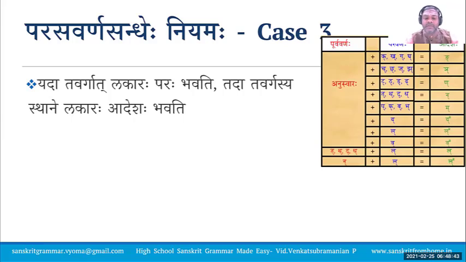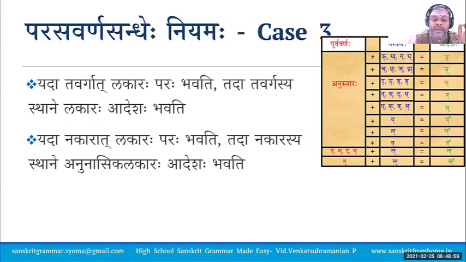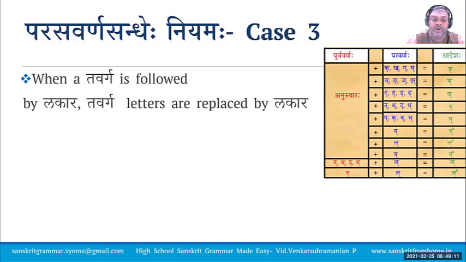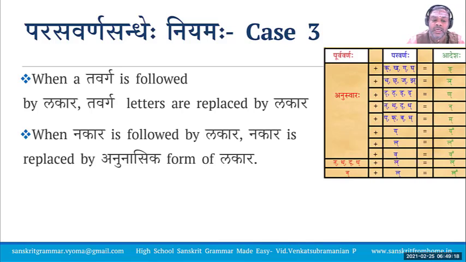Case 3 is the Tavarga case. When Tavarga and Lakara come together, Lakara is preceded by the Tavarga, then Tavargasya Sthane Lakaraha Adeshaha Bhavati. Yada Nakarat Lakaraha Paraha Bhavati, Tada Nakarasya Sthane Anunasika Lakaraha Adeshaha Bhavati. So when a Tavarga is followed by Lakara, Tavarga letters are replaced by Lakara. When Nakara is followed by Lakara, Nakara is replaced by the Anunasika form of Lakara.